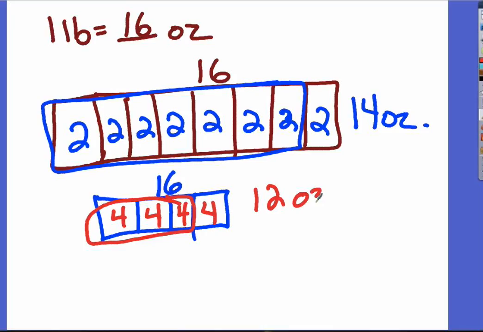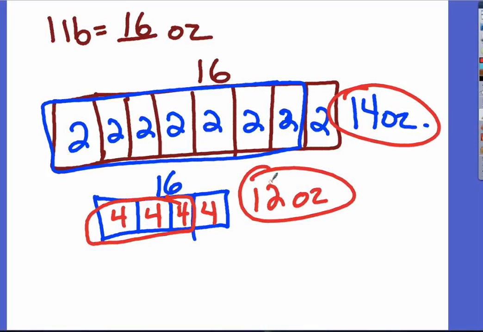ounces. Then it asks you to find how many more ounces of cashews than walnuts did Mr. Paul buy. Well, he bought 14 ounces of cashews. He bought 12 ounces of walnuts. So what would you have to do? You would have to, everybody, subtract. He bought how many more ounces? Go ahead. 2 more ounces of cashews than walnuts.